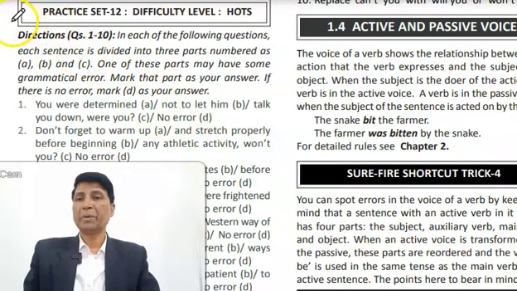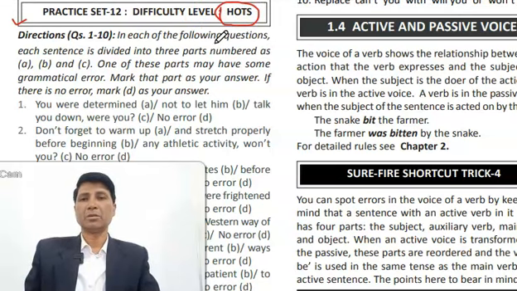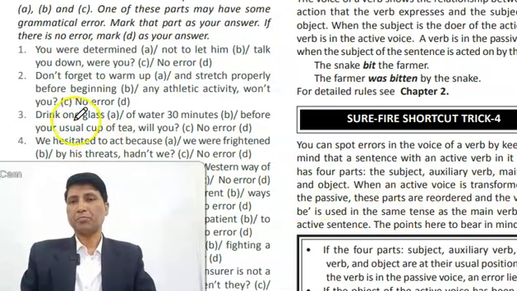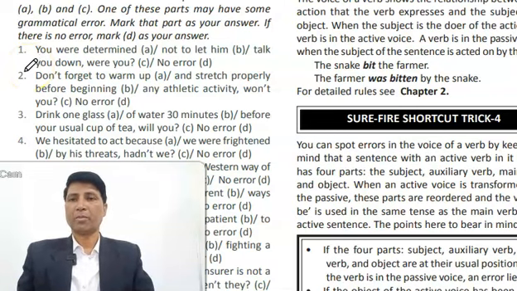Now let us do practice set number 12. And as you can see, the difficulty level of this set is very high because these questions are high order thinking skills questions. So we need to be a little careful while solving these questions. Have a look at the first question. It reads, You were determined not to let him talk you down. Were you? C. No, ready.